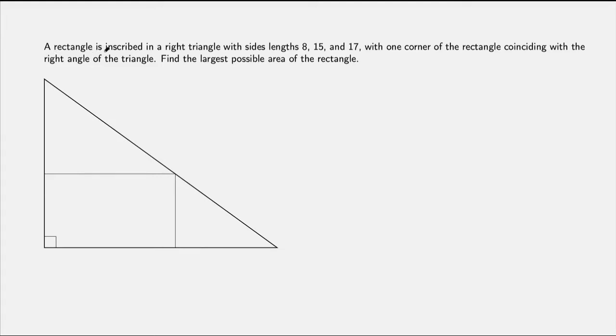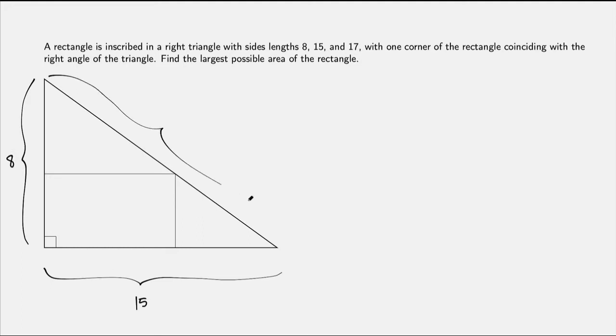A rectangle is inscribed in a right triangle with side lengths 8, 15, and 17. I'm going to go ahead and label what we've got here. So we've got this right triangle. We've got these side lengths, so 15 and 8, and of course the hypotenuse here, 17.